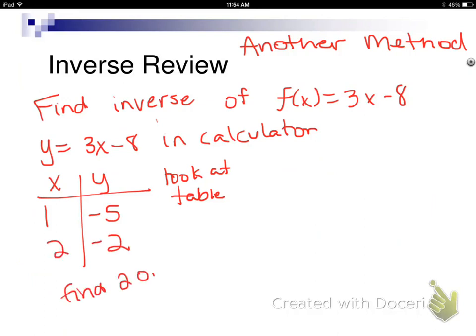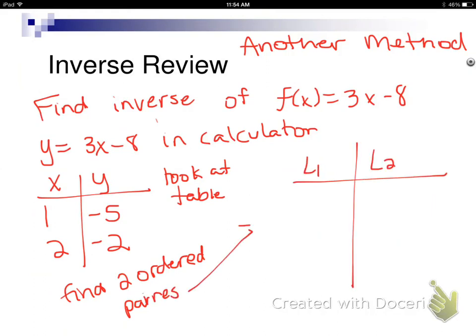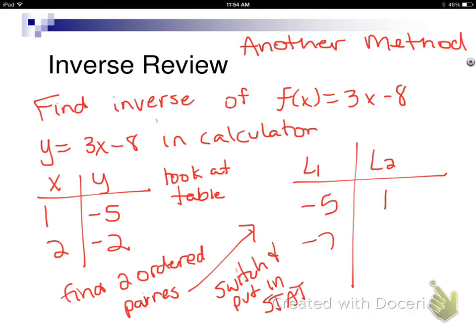Then you take those 2 ordered pairs, and you put them in L1 and L2, but switch them. So instead of 1, -5, it would be -5, 1. Instead of 2, -2, it would be -2, 2. So you put that in your stat in your calculator, and then you get y equals, and it would be the same as the one from before.